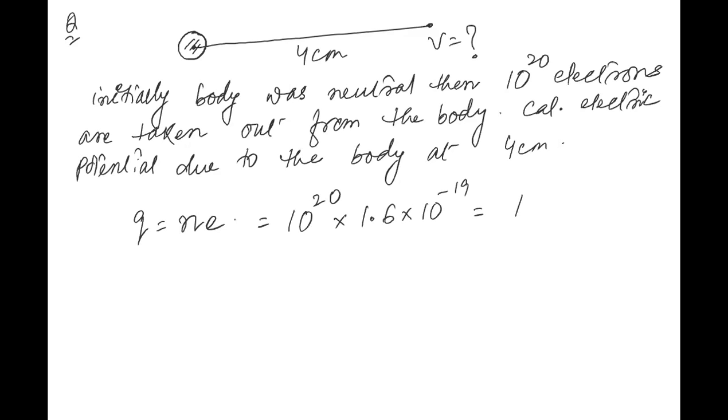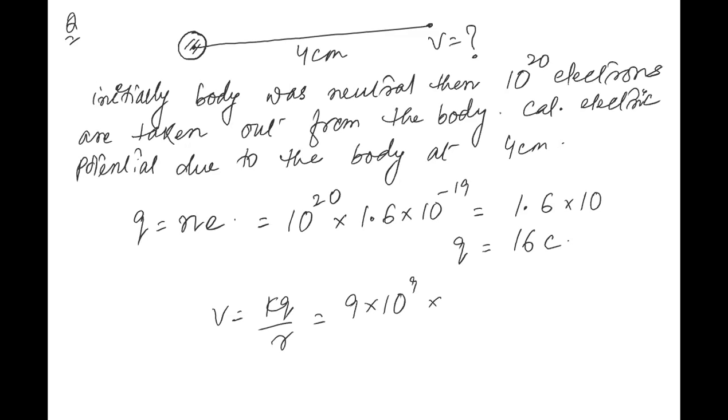So this will be equal to 1.6 into 10, meaning this will be equal to 16 coulombs, right? Yes. This is the value of charge. So now that we have got this much charge, finally we can write the formula of kq divided by r. Now this is not really rocket science. 9 into 10 to the power 9 multiplied by 16 divided by r, which I have given as 4 into 10 to the power minus 2, because you need to convert it into meters.